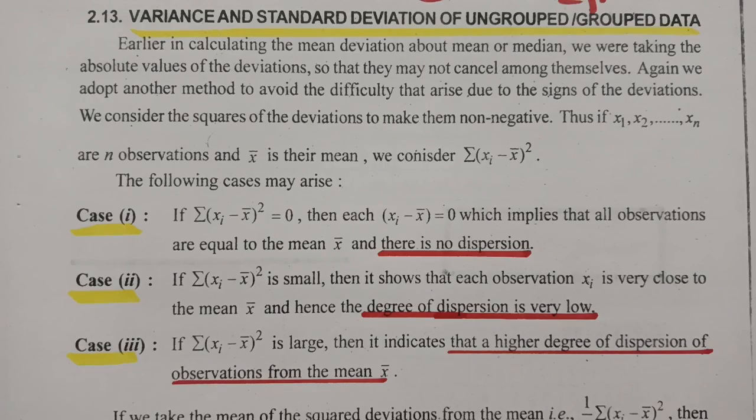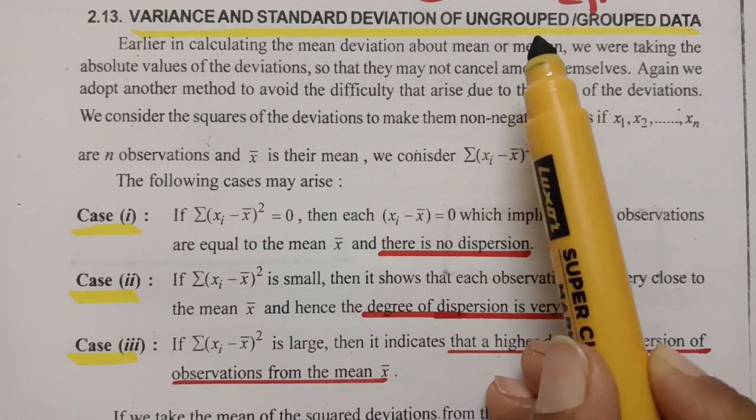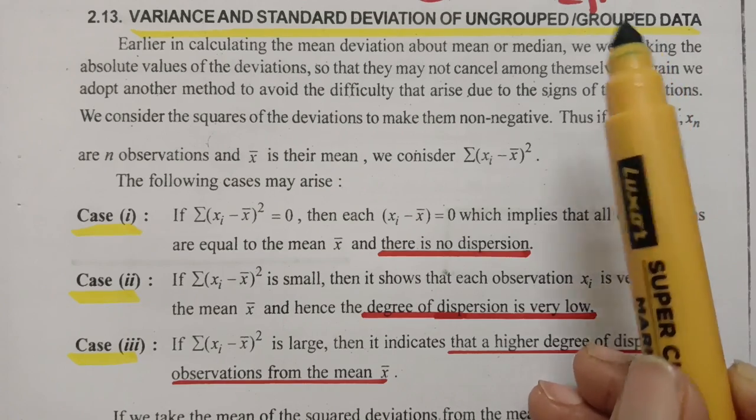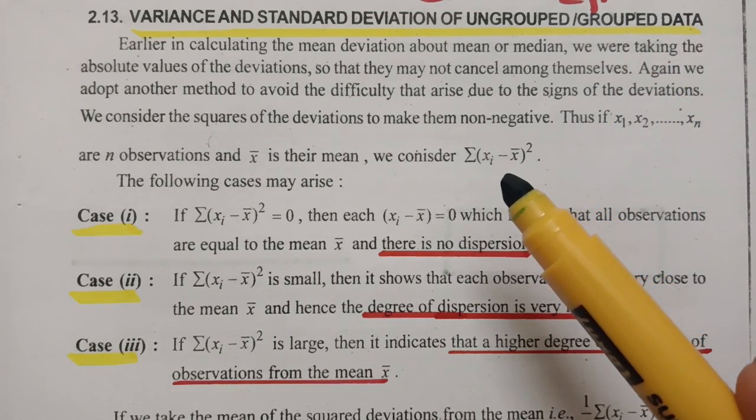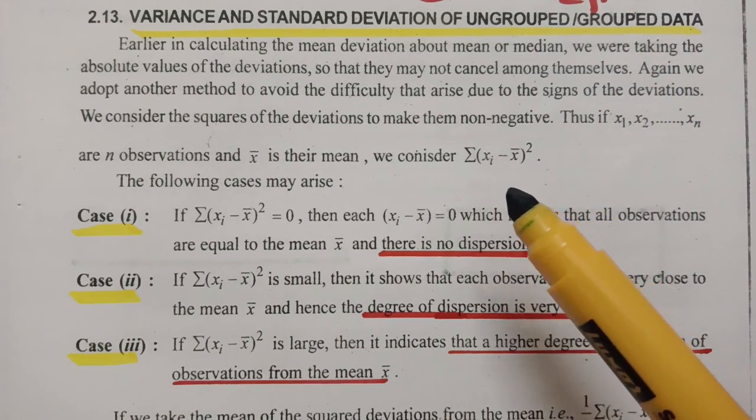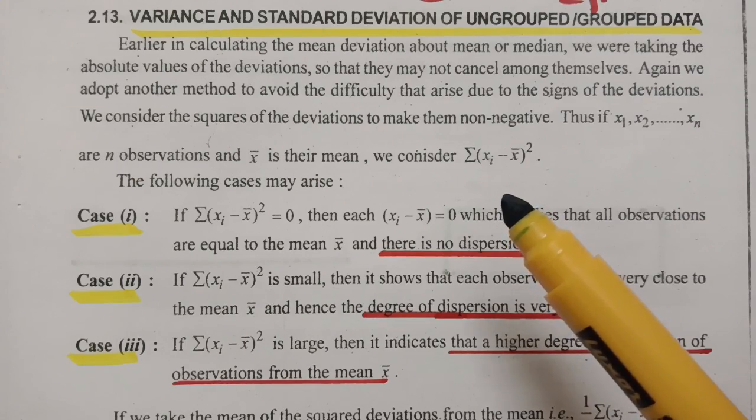Today's video, we are going to find out the variance and the standard deviations of ungrouped and grouped data. And this topic is from measures of central tendency and variability. And this is the second topic from probability and statistics.